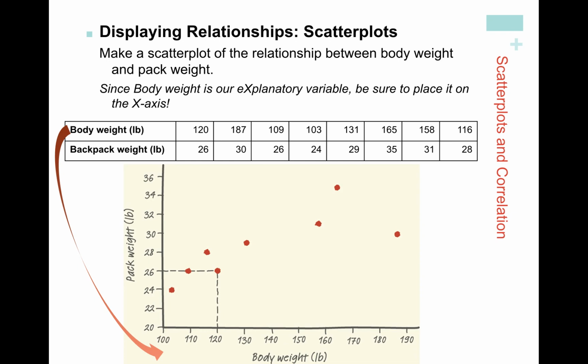Body weight is our explanatory variable. It goes on the x-axis. Backpack weight is our response variable. It responds to the body weight, so it goes on the y-axis. And finally, for example, this student who weighs 120 pounds and has a backpack weight of 26 pounds is represented by that dot right there.